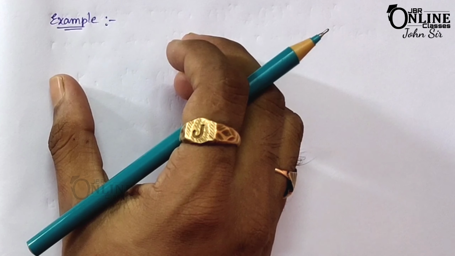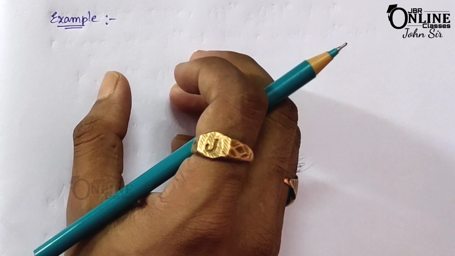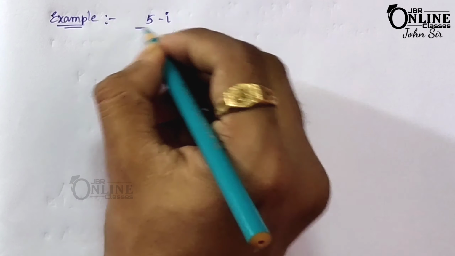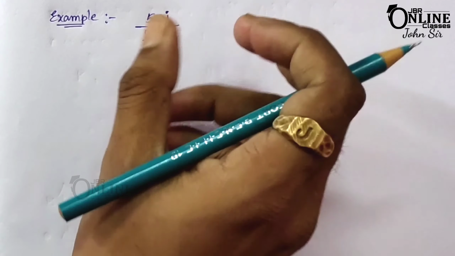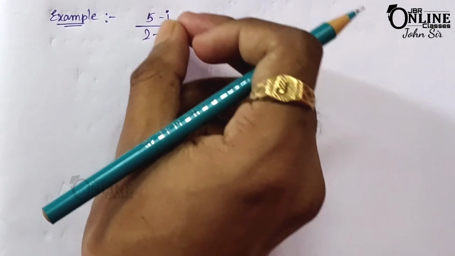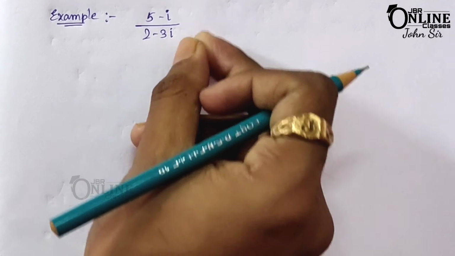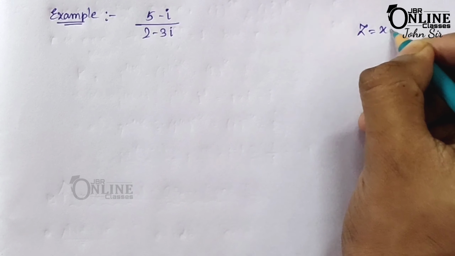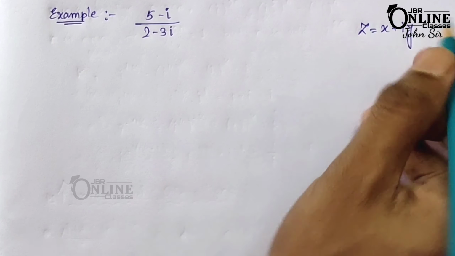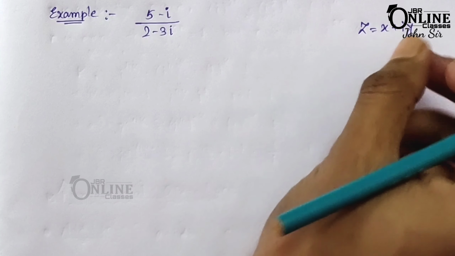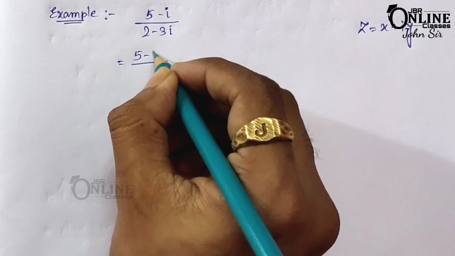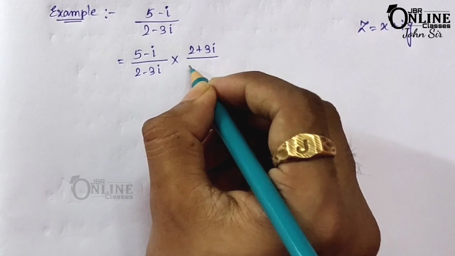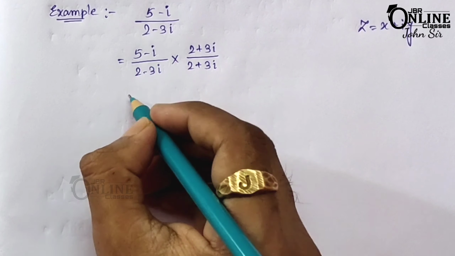So now here is an example of how to find the modulus and the argument of a complex number. Suppose here (5 minus i) by (2 minus 3i). So this is a complex number. First you have to convert this complex number into the format z equal to x plus iy. To convert this, first you have to multiply the numerator and denominator by the conjugate of the denominator.